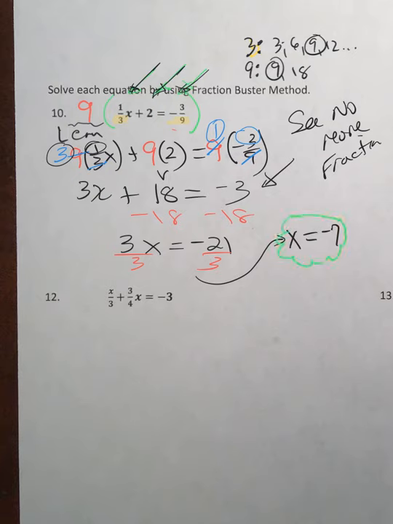Right? So when you have a bunch of fractions in a problem, I like to use fraction busters to clear the equation of fractions. And we do that by multiplying every single term by the lowest common multiple, the LCM. Let's try another example.